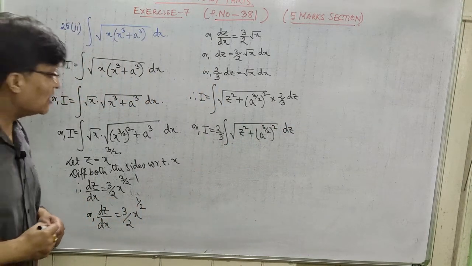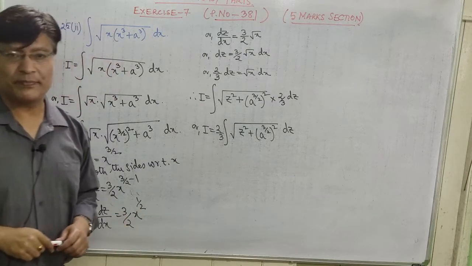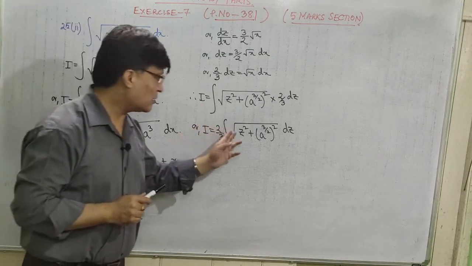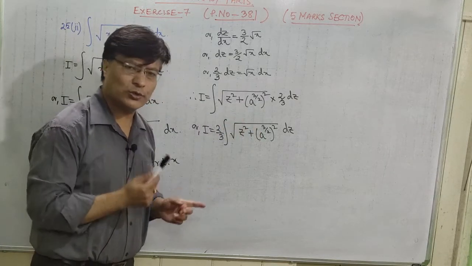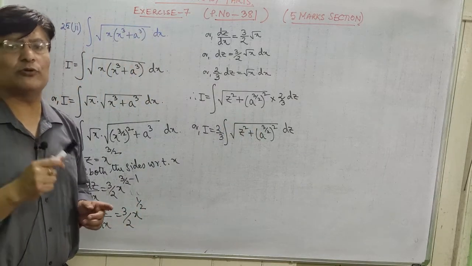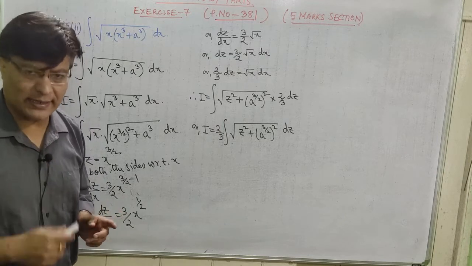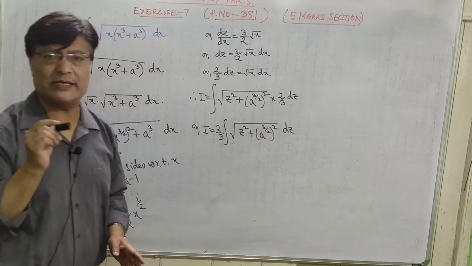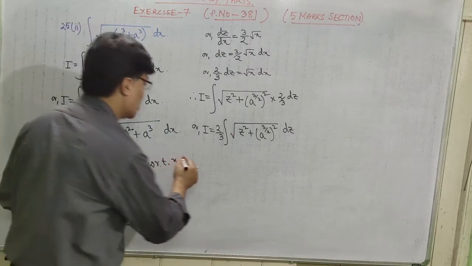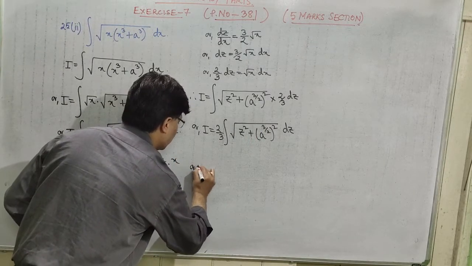Dz. Now this is your standard integral, that is instead of x there is z, instead of a there is a to the power 3 by 2. So this is the formula, integration of root over x square plus a square dx, isn't it? Instead of x there is z and instead of a there is a to the power 3 by 2. So let us use the formula now.